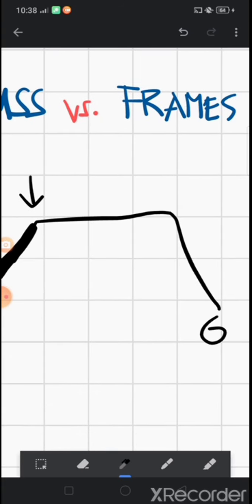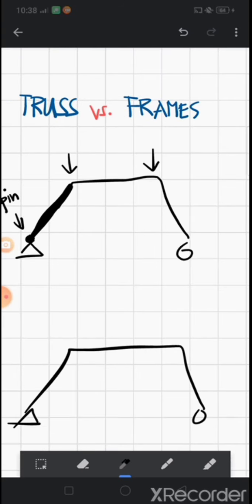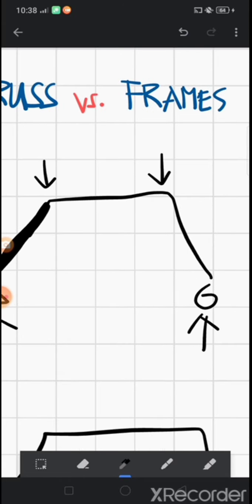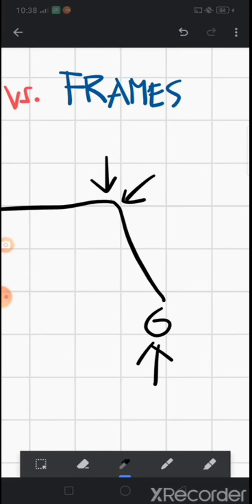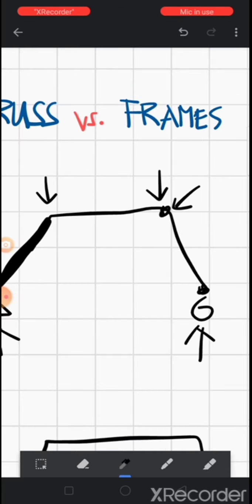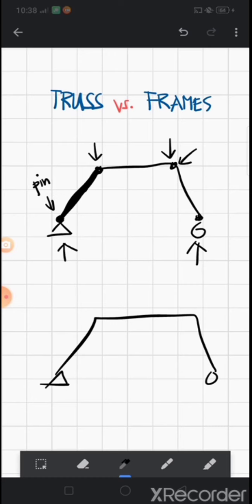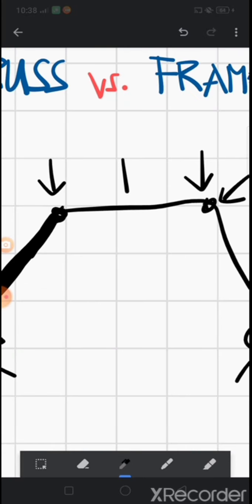You can put them here, the reactions, and then here, on every joint. But the only exception for a truss is that you cannot put external loads in between a member.